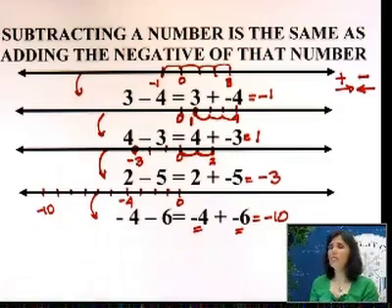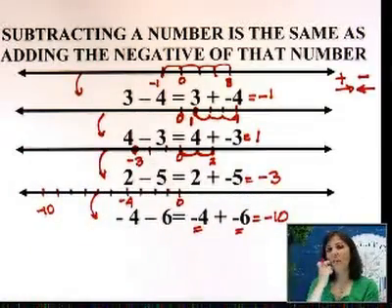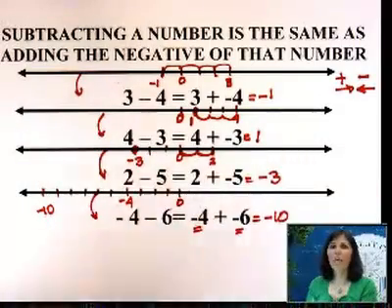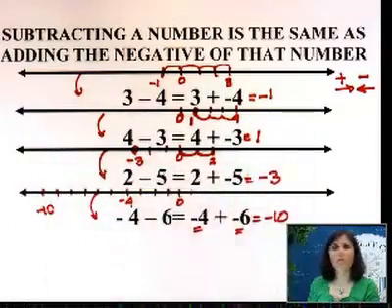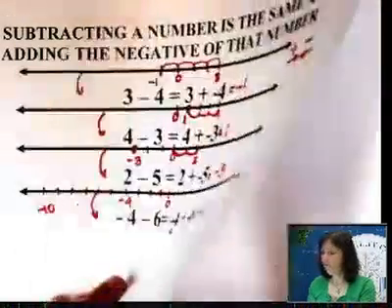So when you're adding two negative numbers, you keep on going left. When you add two positive numbers, you keep on going right. And when you add a positive and a negative, you go left or right. Okay?